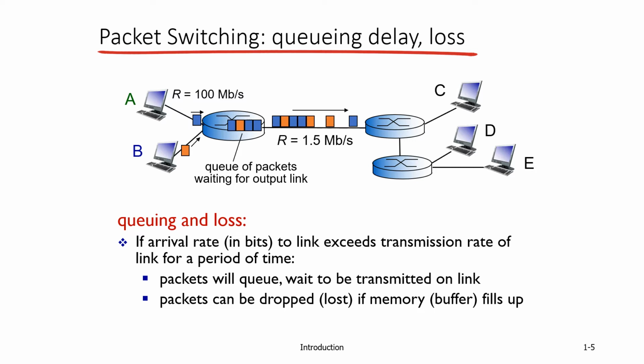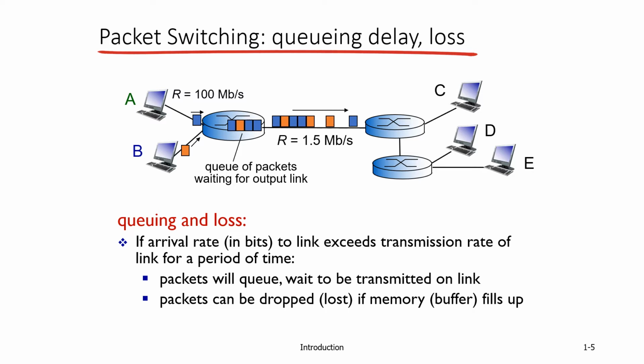But the output link from the router to other routers only has a transmission rate of 1.5 megabits per second. So traffic is arriving at the first router at a very high rate, whereas the traffic being output on the link is transmitted at a very small rate compared to the arrival rate. Because it is outgoing at a very small rate, the buffer inside the router will start filling up very quickly.